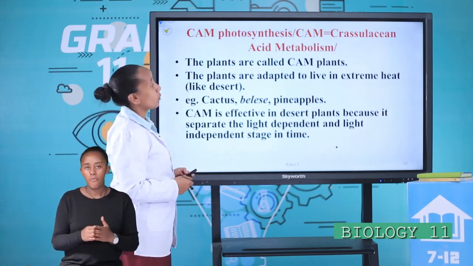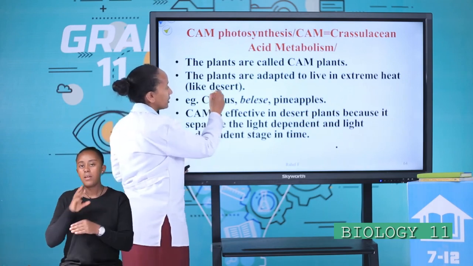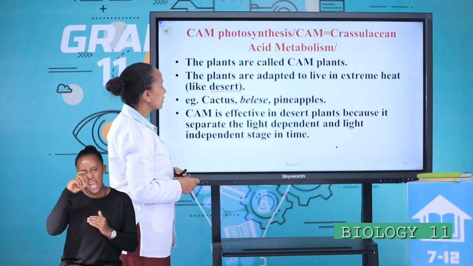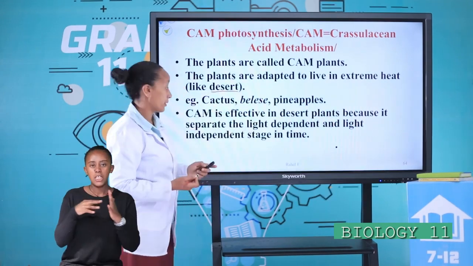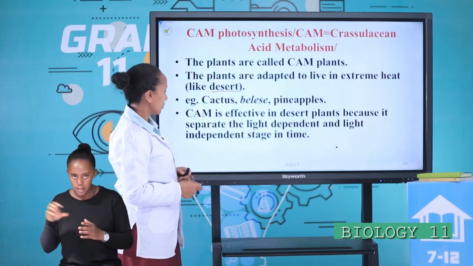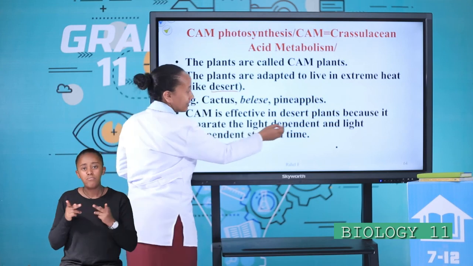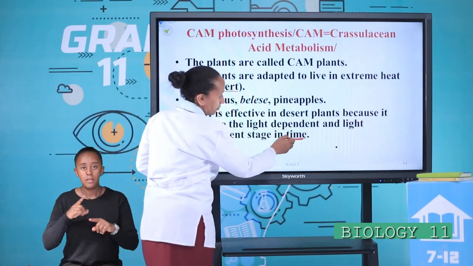The plants are called CAM plants. These plants are adapted to desert environments. You can take the example of cactus, pineapple, and so on. CAM is effective in desert plants because it separates the light-dependent and light-independent stages in time.